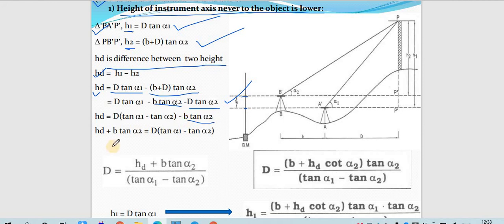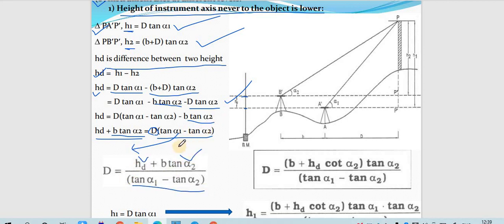Okay, we need to find out the value of hd. So what we have to do is take this on the left hand side, it will become positive d tan alpha 1. This is d tan alpha 2. What is required here? We require the value of d. So we have to take d on one side and the other terms on the other side, so this will be divided. So d equals hd plus b tan alpha 2 over tan alpha 1 minus tan alpha 2.